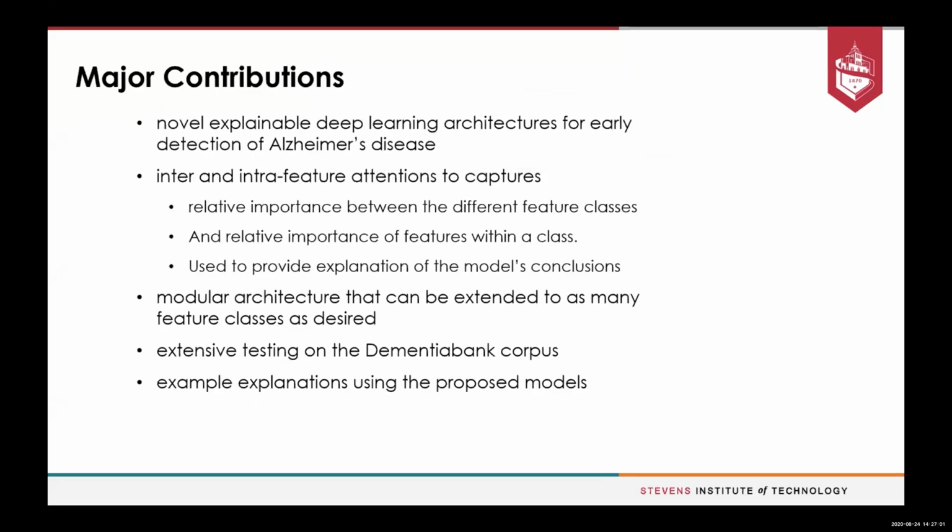Our major contributions in this work are: we designed novel explainable deep learning architectures for early detection of Alzheimer's disease. We provided inter- and intra-feature attentions to capture the relative importance between the different feature classes and the relative importance of features within a class. And also, we provided explanation of the model's conclusions. In addition, we have a modular architecture that can be extended to as many feature classes as desired. We did extensive testing on the DementiaBank corpus. Last but not least, we provided example explanations using the proposed models.